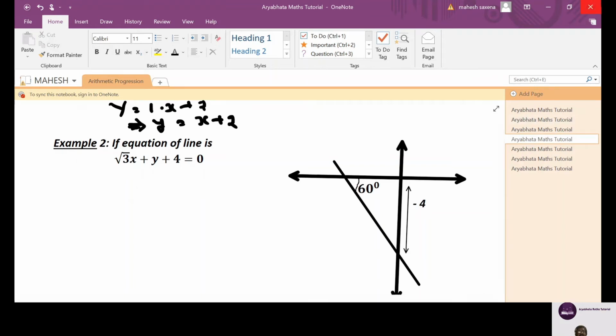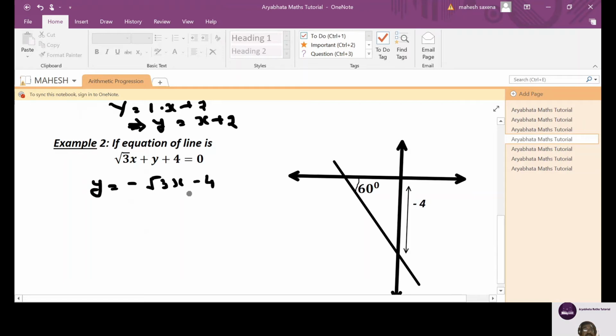Now, suppose the equation of the line is root 3 x + y + 4 = 0, and we have to find the slope of the line as well as the y-intercept. Therefore, in this case, y can be represented as y = minus root 3 x minus 4. This implies that the slope m = minus root 3, which is equal to minus tan 60 degrees.